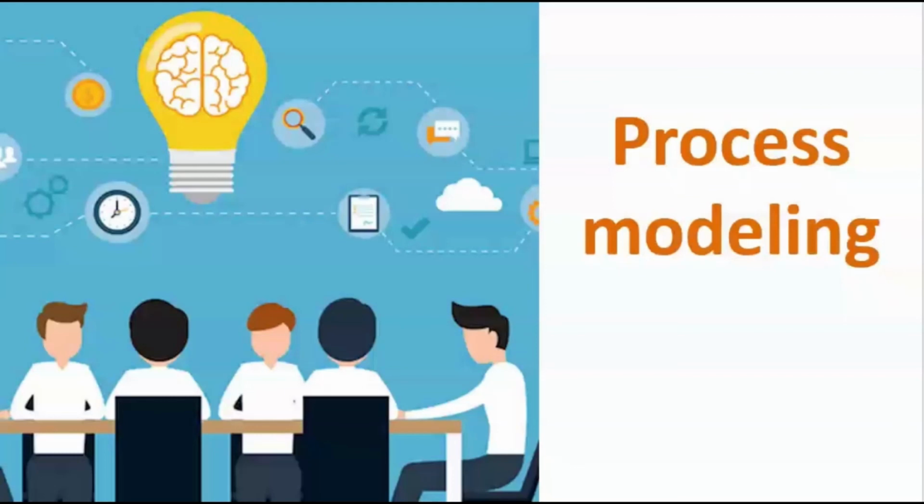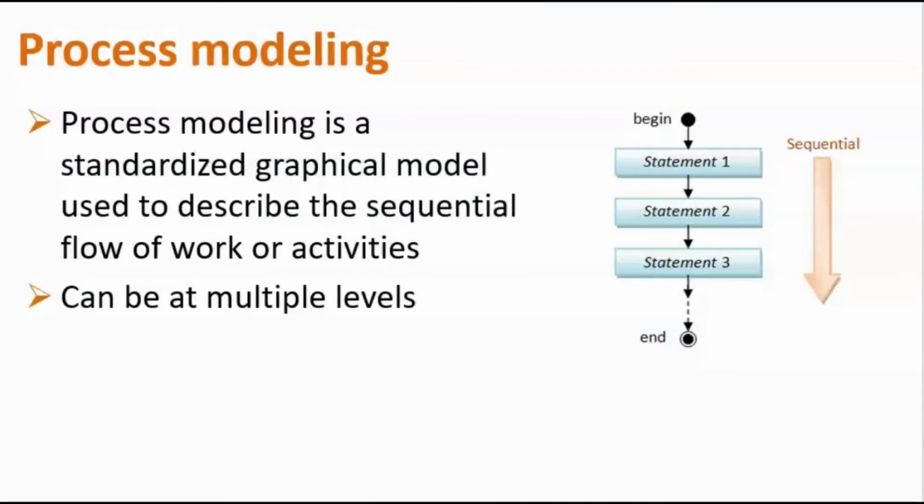We are going to discuss another extremely important and widely used technique by business analysts, which is process modeling. Process modeling is essentially a standardized graphical model used to describe the sequential flow of work or activities. It shows the different activities that any process executes, and it can be at multiple levels. It ideally should be at multiple levels because an organization is a complex entity. It runs many processes, and trying to draw all of them at one go can be very difficult.